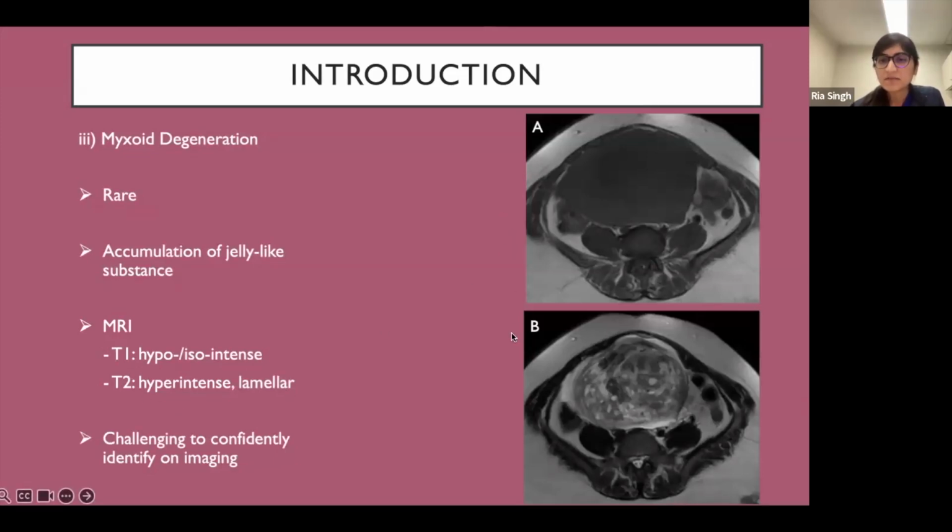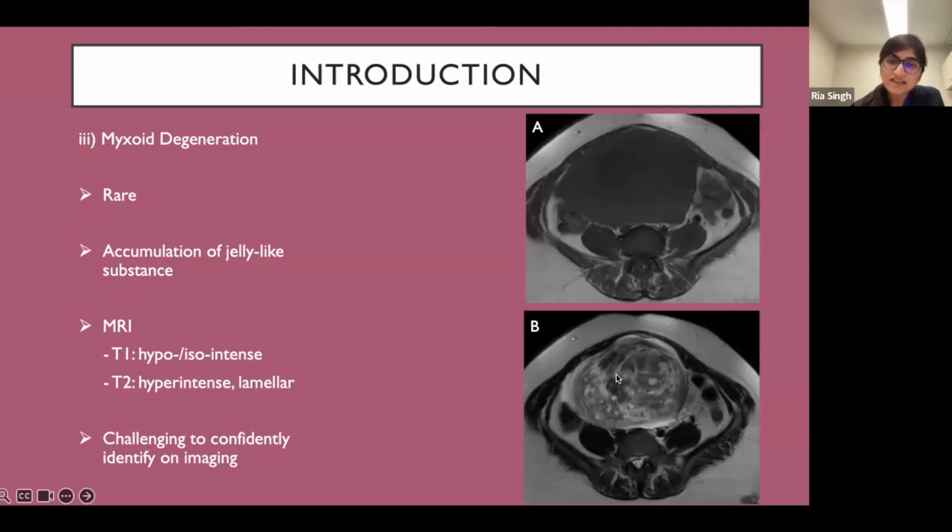Again, images A and B are T1 and T2 sequences of the very fibroid. On a T1 sequence, a myxoid degeneration would present as hypointense. So either the signal would be lesser than the surrounding signal intensity, or it would be of the same intensity, as we can see in image A, where the signal of the uterine fibroid is of similar intensity to the surrounding muscle tissues. In image B, the T2 sequence, you can see that the signal intensity is higher than the surrounding tissues.